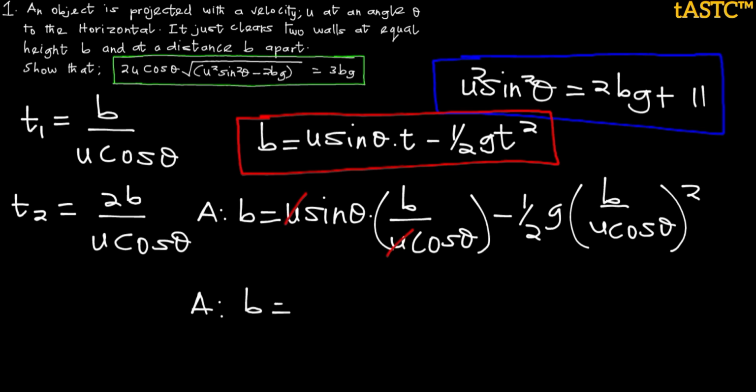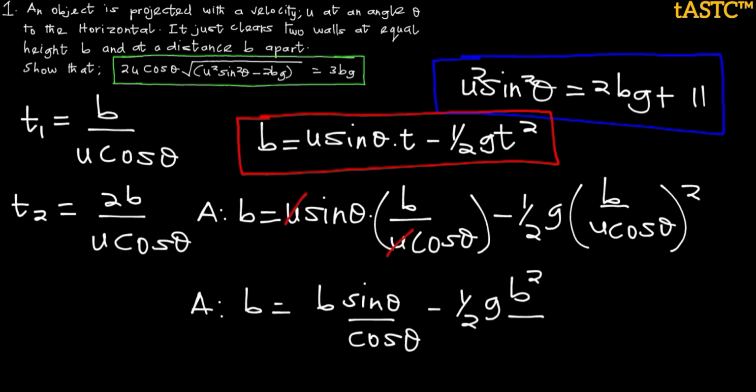So b is going to be equal to b. Now you got sine theta divided by cos theta. And on this side we have a half, this is going to be g. So we need to take the squared and distribute it on every term which is within the bracket. So that will be b squared. And on this side we're going to have a u squared cos squared theta. So that is what we have for the first one.